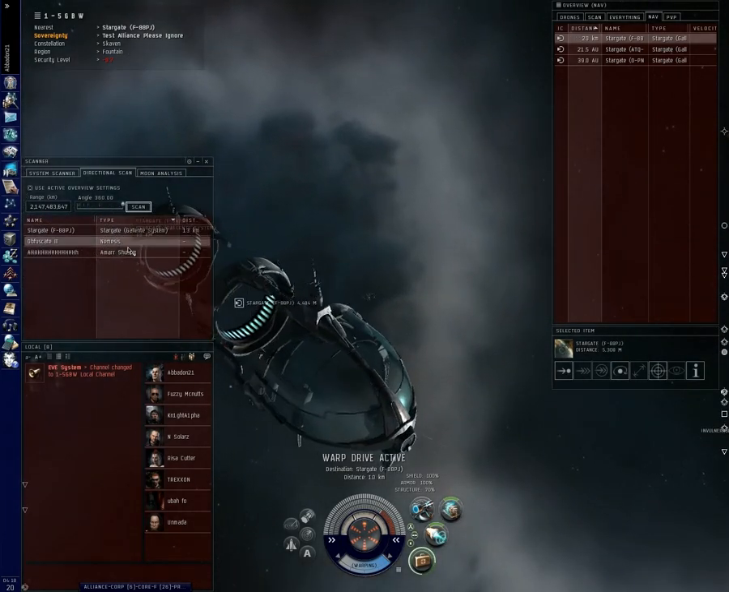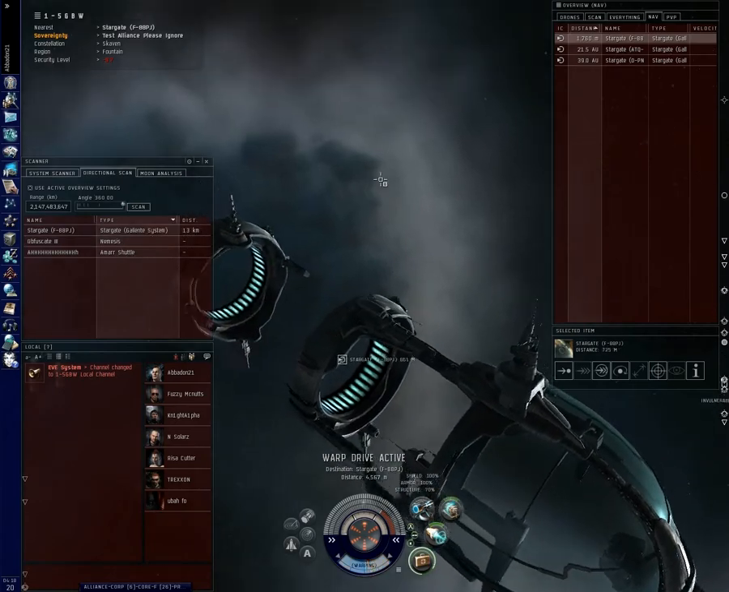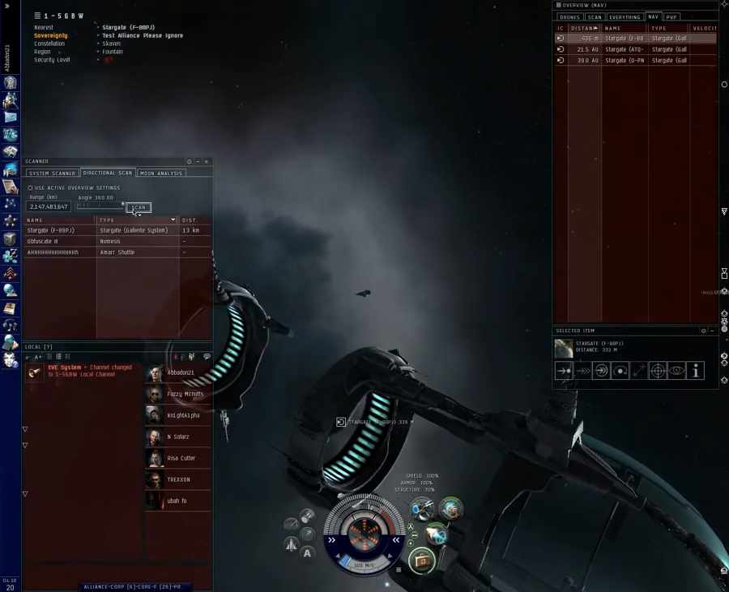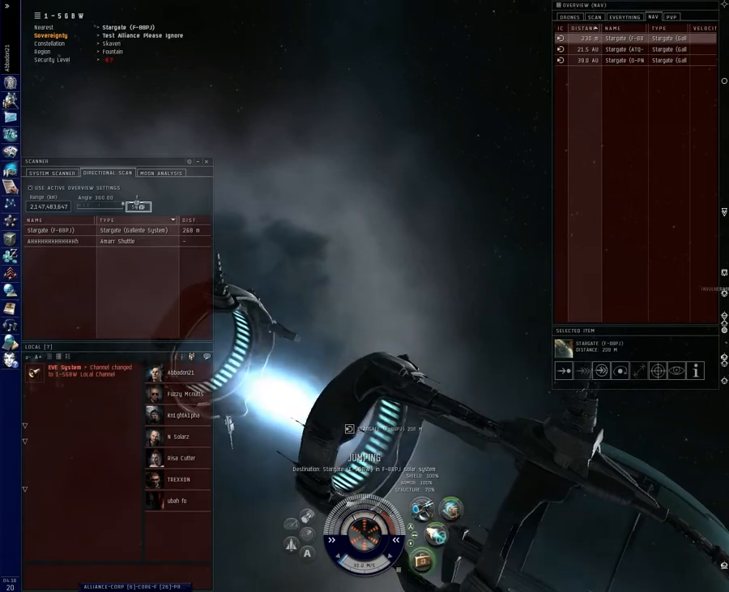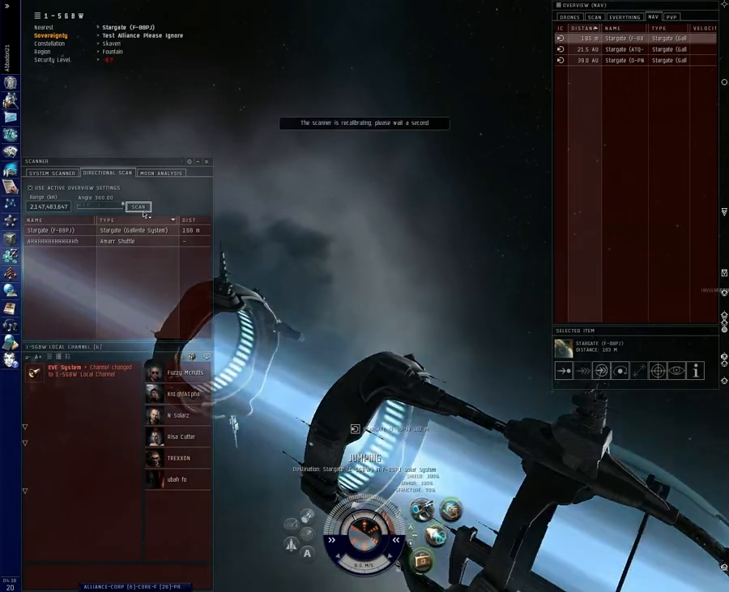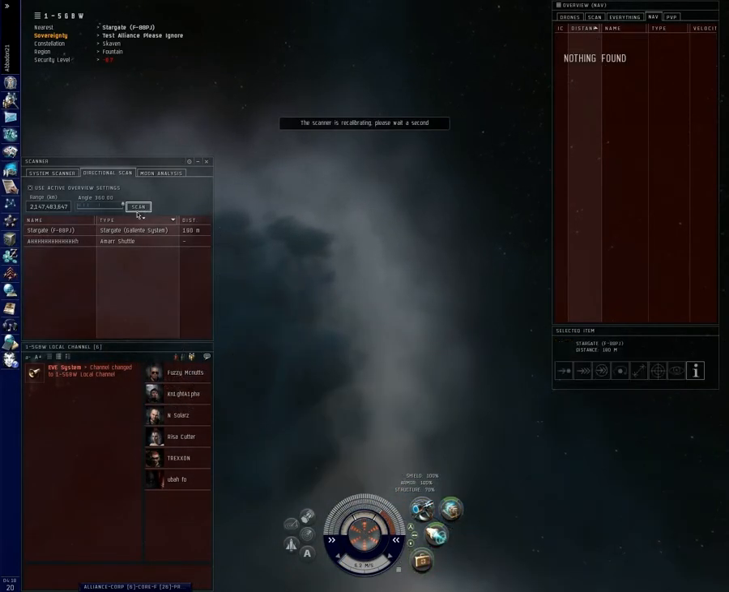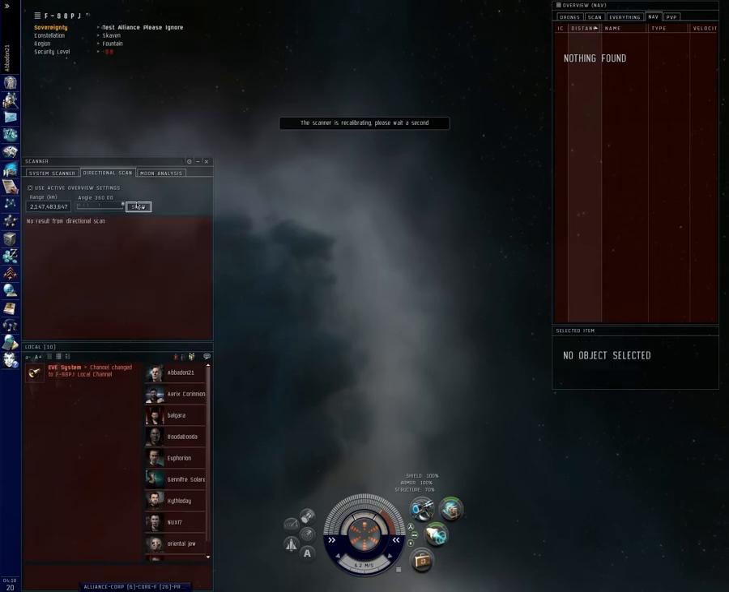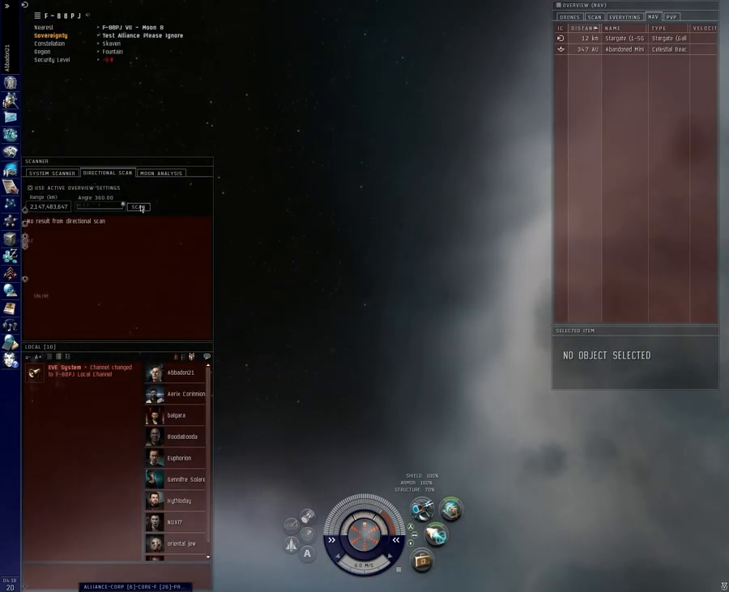So you can really monitor the system and get a good idea of everything that's going on around you by running your scanner. If you've watched some of my videos, I'll be running my directional scan even in systems where I'm completely alone, simply because it's a good habit to have, to know what's around you at all times.